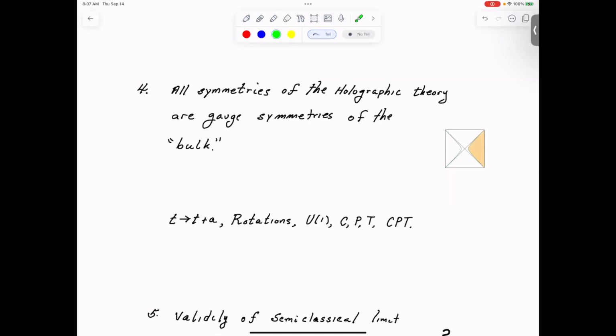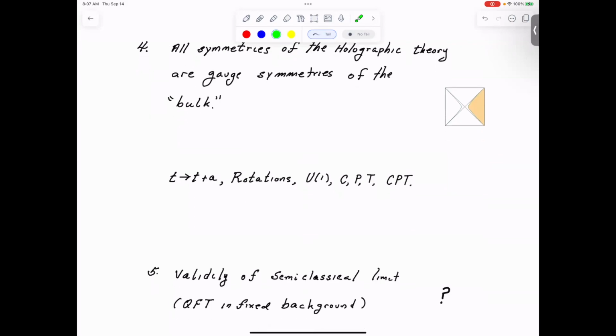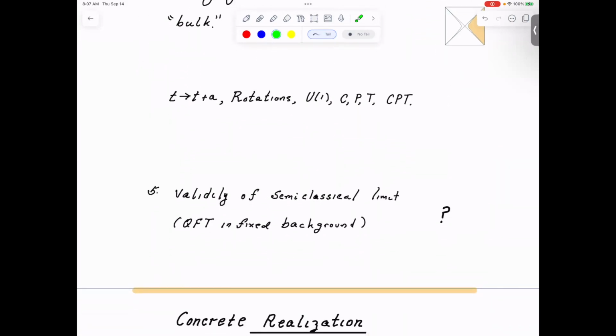Okay, so CPT, all of those, I believe, should be thought of as gauge symmetries. We're not going to be talking about that very much. I just want to lay it out. The most confusing thing is the validity of the semi-classical limit. The semi-classical limit, I'll discuss what that means in a minute, but the semi-classical limit we'll take to mean quantum field theory in a fixed background.